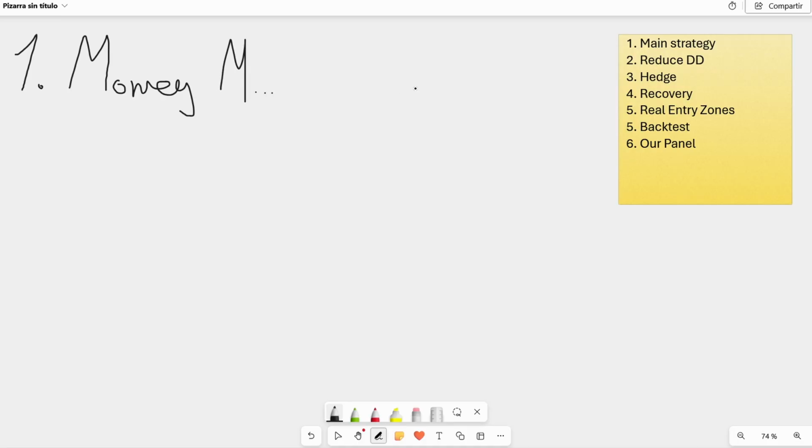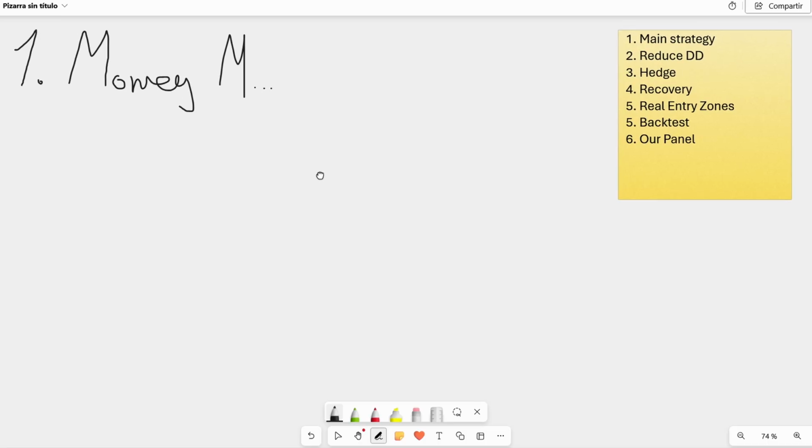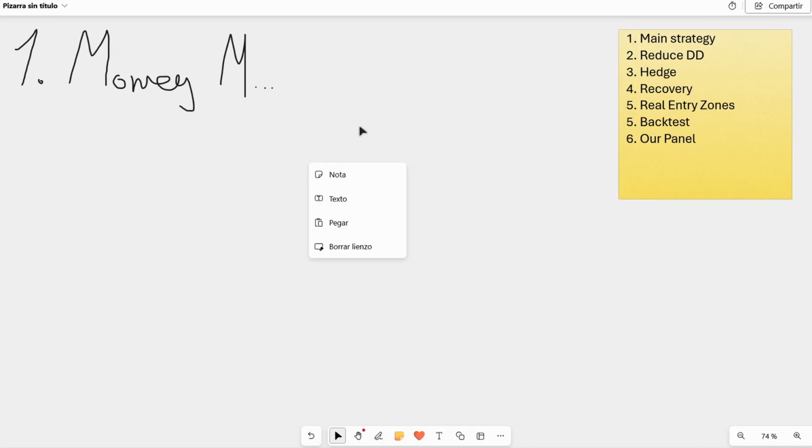So the focus is really different. We are not focusing on entering specific places or specific setups. We're not looking for setups, at least for the main strategy. We're looking to manage our risk, manage our lots, manage our positions. So this is going to be a little bit different, but I think you're going to like it.